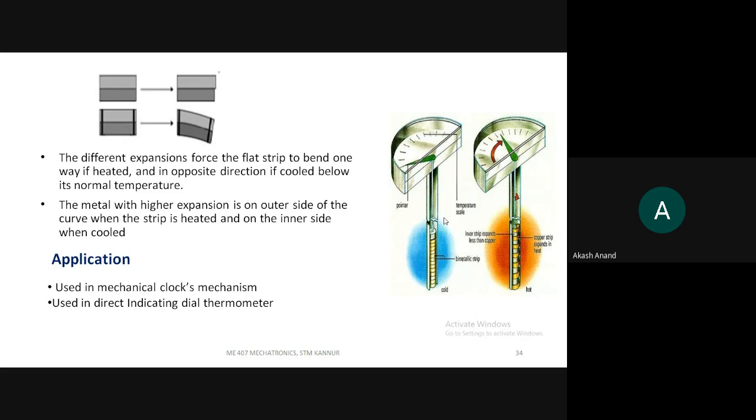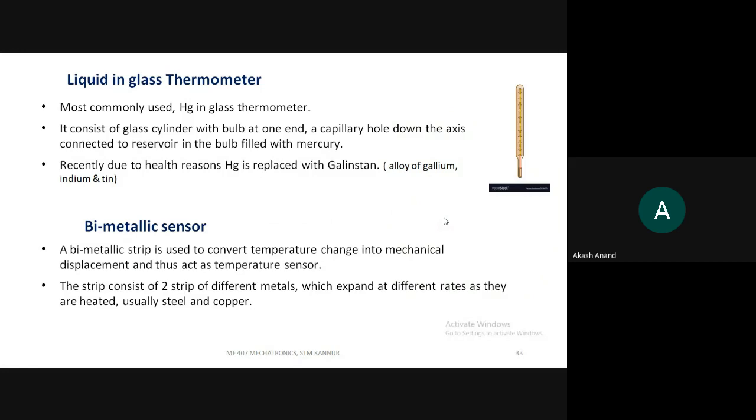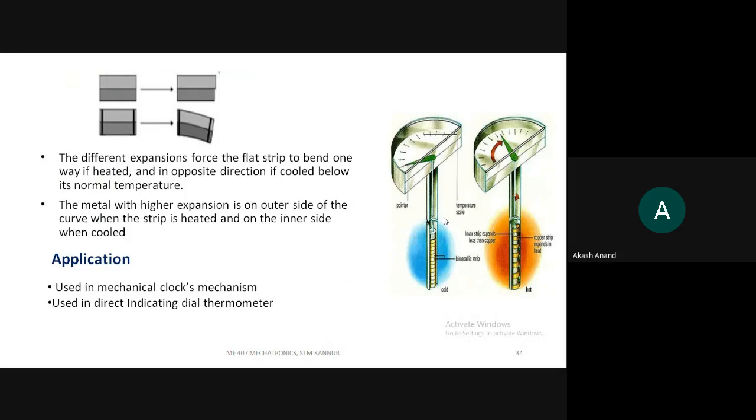Okay, this is today's topic. I think this is comparatively simple. That is why I included this bimetallic sensor here. So I hope it is clear to you.